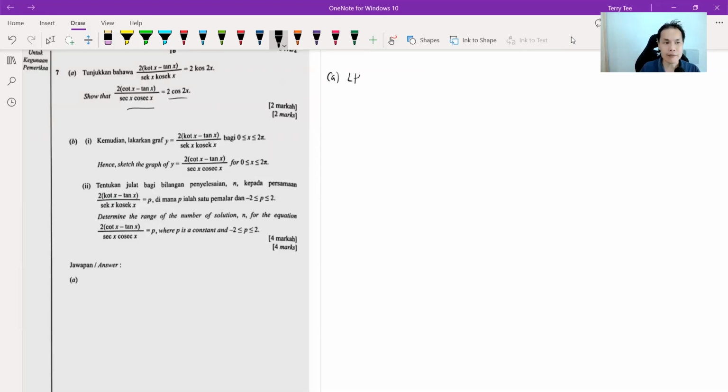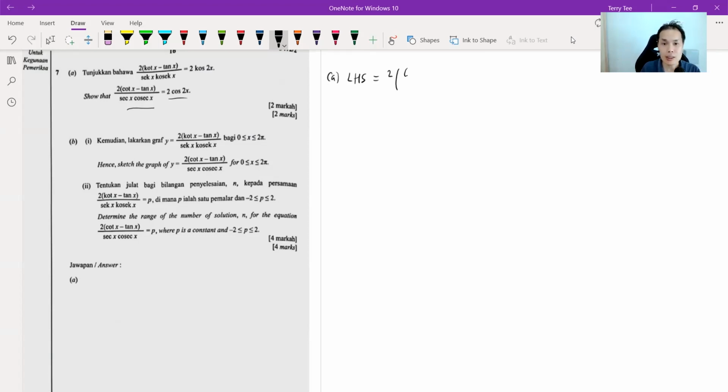Okay, we're going to start off with the left-hand side. We always start off with the side with more number of terms. In this case, your left-hand side. Now, in trigonometry, if you see cotangent, cosecant, tangent, secant, and so on, basically you can change everything to sine and cos. It's easier to change to sine and cos.